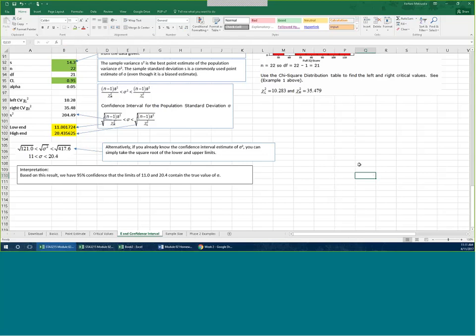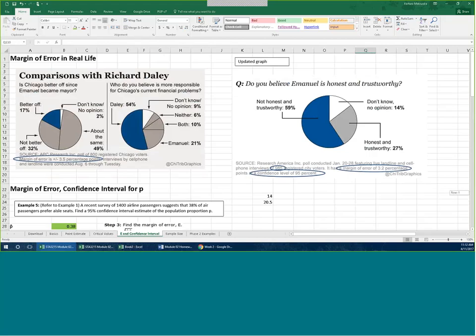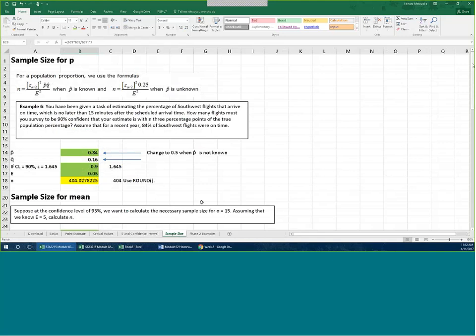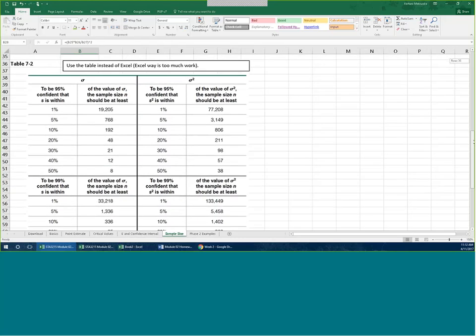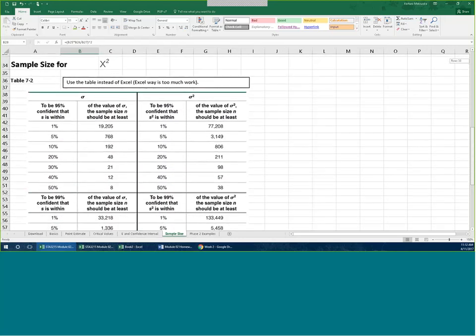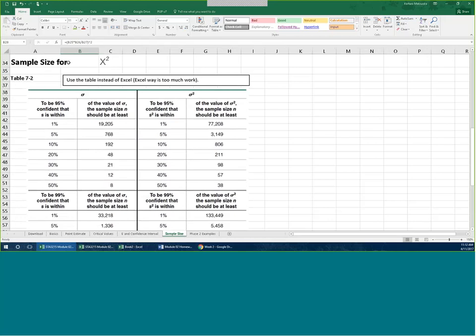Now, only one thing left is the sample size for the variance or standard deviation, which is in this tab. Good and bad news is that if you try to figure out the sample size for the chi-squared by hand, it's too much work. So we're not going to do that, and I don't think you'll complain. Instead, we're going to use the table that's in the book, which I reproduced here, in order to calculate the sample size.